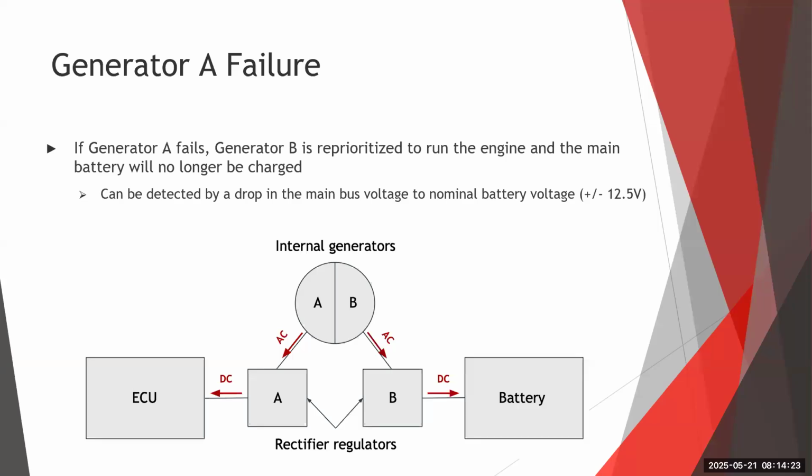Quick question, I always assumed that generator B went to generator A without regulating. That might be the case. I'm not really sure. Got it. I would assume so, but I'm not for sure. I won't change my slides then. We will see a drop in the main bus voltage, plus or minus 12.5 volts.